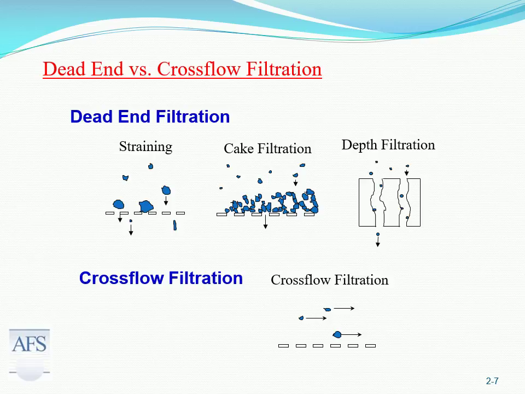The filtration can also be considered as either dead-end filtration or crossflow filtration. In dead-end filtration, the flow direction is perpendicular to the filter medium surface. This group includes straining, cake filtration, and depth filtration. In crossflow filtration, the flow direction is parallel to the filter medium surface. It is the same as the crossflow filtration we introduced earlier.